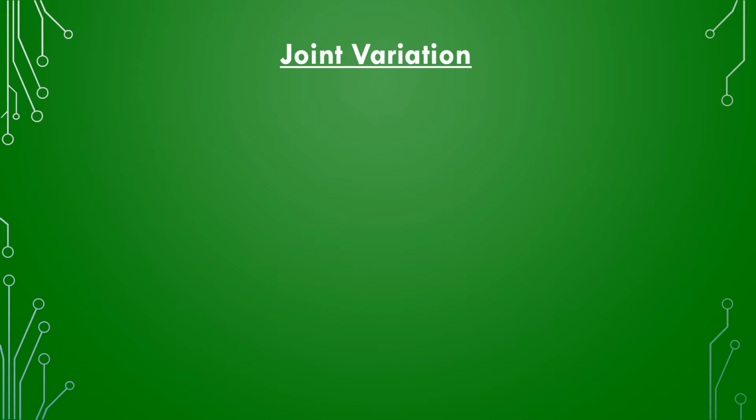Now let's take joint variation. I want to give you 3 points that will enable you understand whenever you see a question in joint variation, so that you will know what to do. The first point is this: if the question involves 3 or more variables, note that that question is under joint variation.